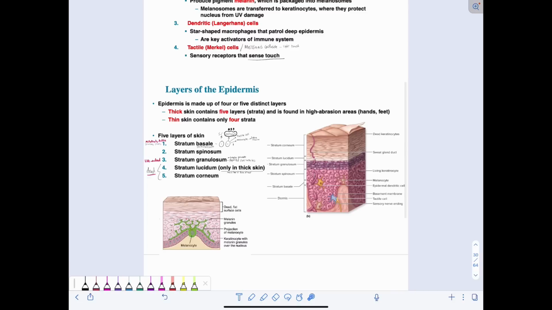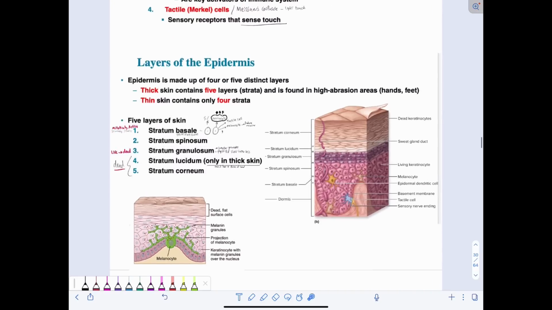And then you have stratum lucidum. That's only if you're looking at your thick skin, which is the palms of hands and soles of feet. After the stratum lucidum, you go into the stratum granulosum. So that's the "get" part, stratum granulosum.